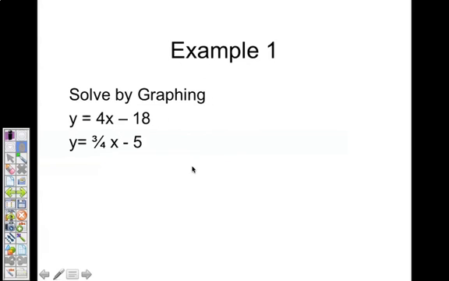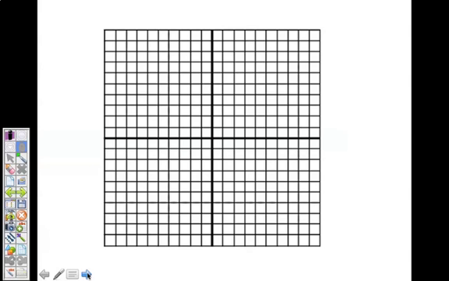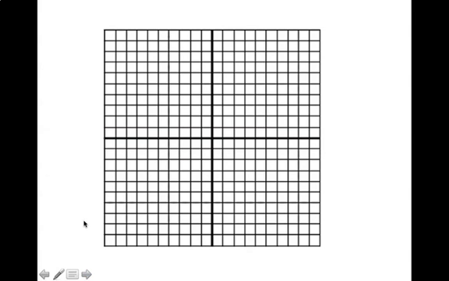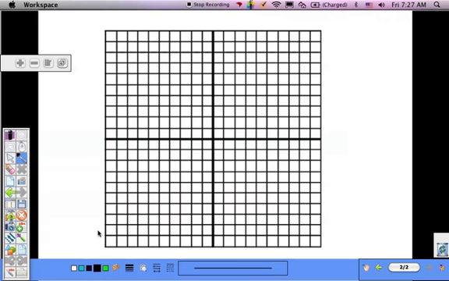We have the equations y equals 4x minus 18 and y equals 3/4 x minus 5. I'm going to rewrite these on this page here. So we had y equals 4x minus 18 and y equals 3/4 x minus 5.